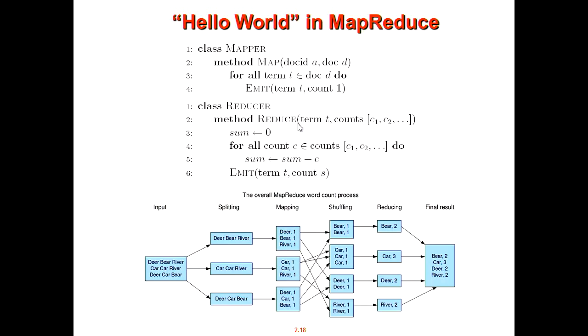For the reducer, the reduce function receives a key and a list of counts collected from different mappers. For example, for car, we have car as the term T as key, and there are 3 ones in the list of counts. The reduce function just does aggregation, a sum of all the values received for this key, and then emits the term and final count as output. This is the global count, because you have added up the local counts to generate the global count. Okay, so that's hello world in MapReduce.